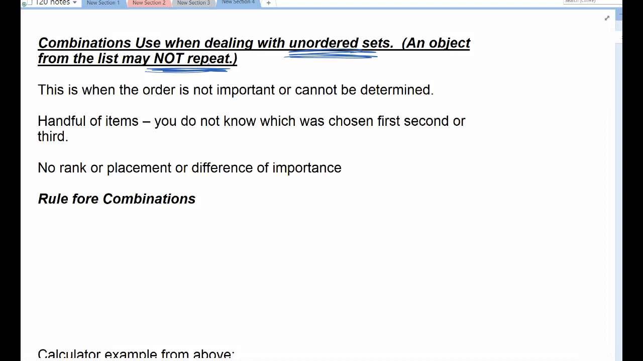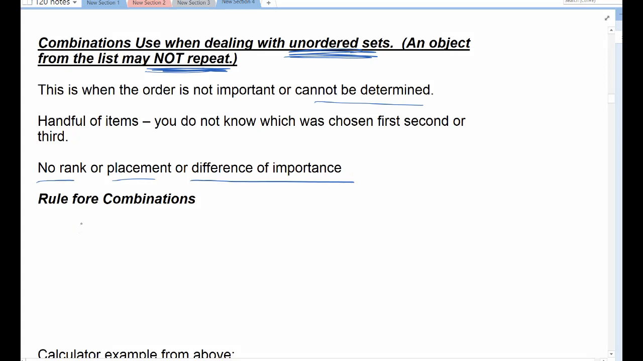I didn't pull them out one at a time. I pulled them out all together. So order cannot be determined. If there's no rank, placement, or difference of importance, order doesn't matter and it's the combination type, along with no repetition.